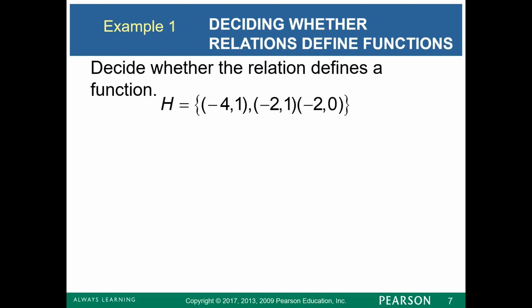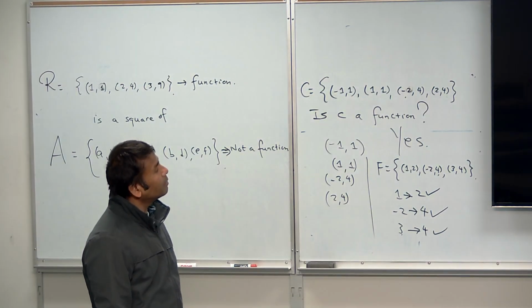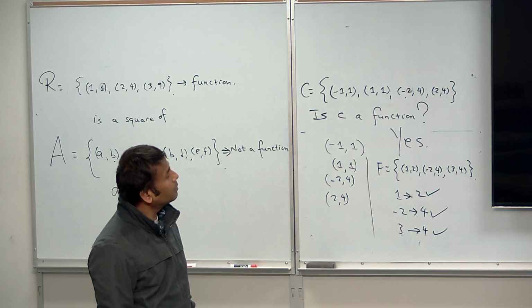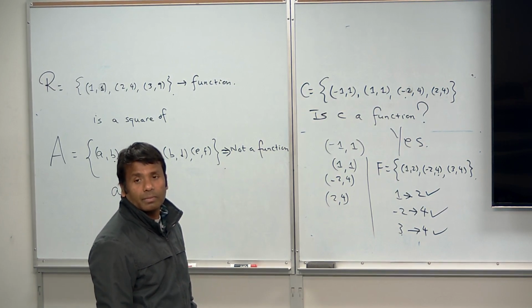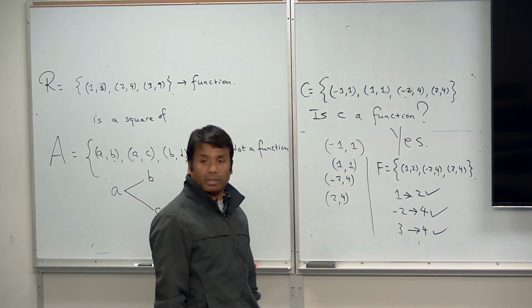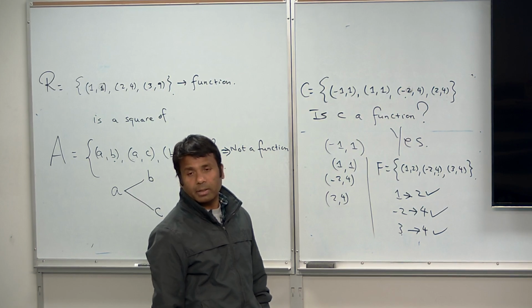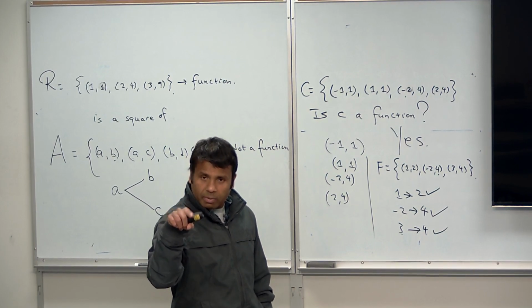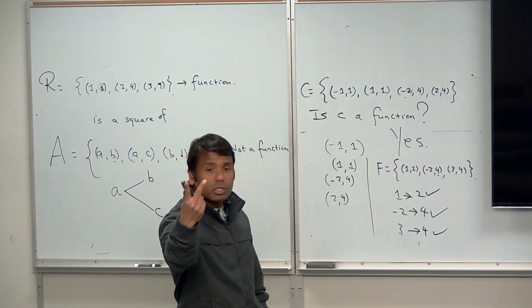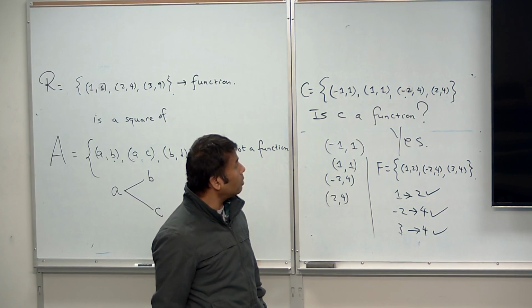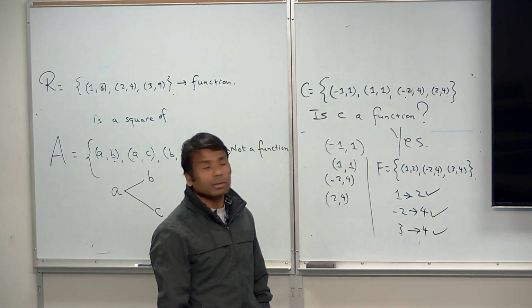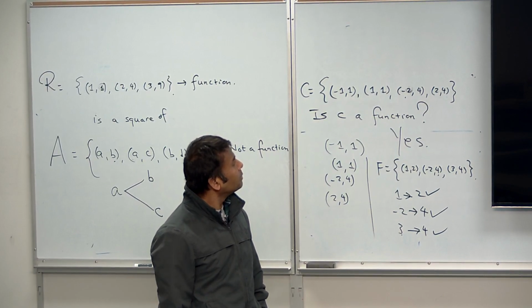What about this? So it is not a function, right? Because the x values are repeated. For distinct x value negative 2, there are how many y values? 2 different y values, 1 and 0. So this is not a function.